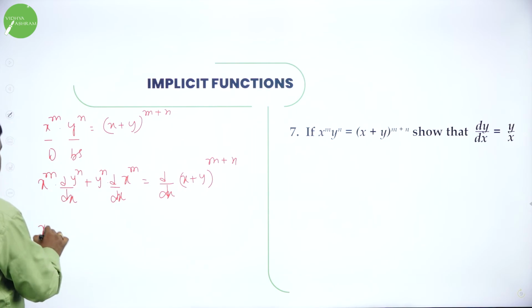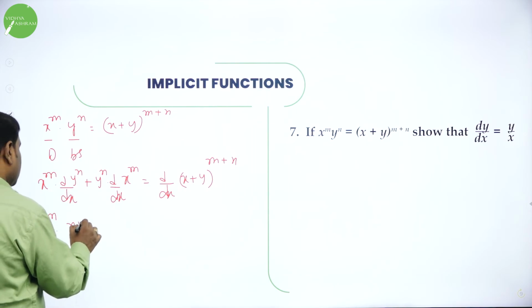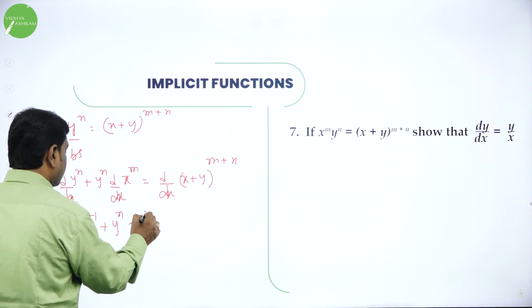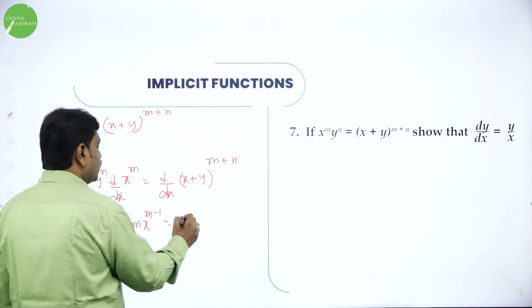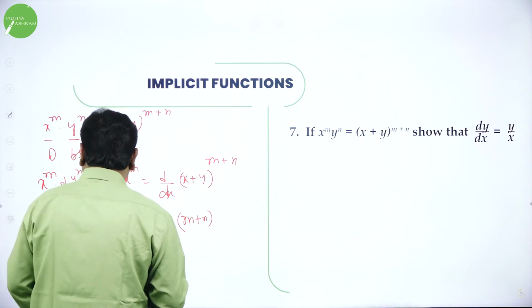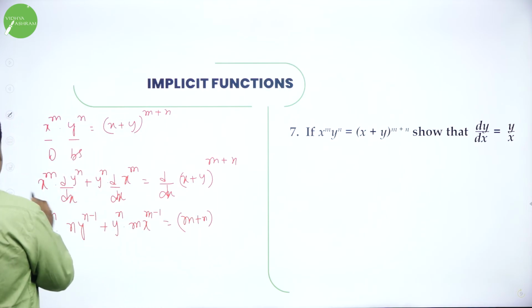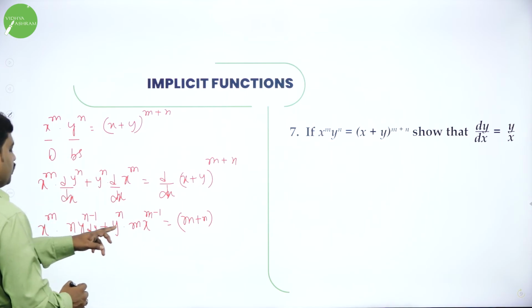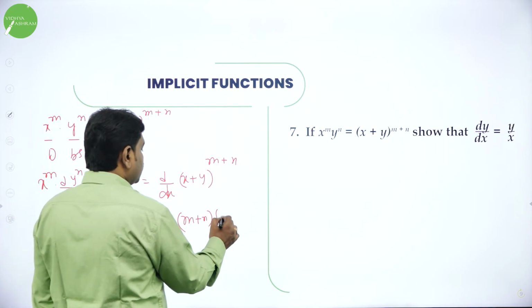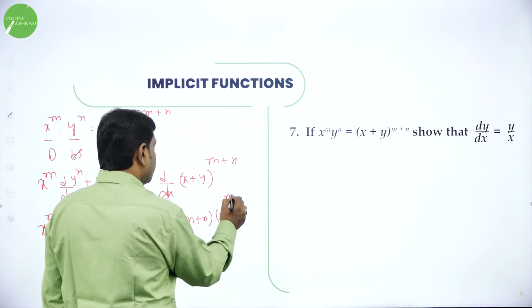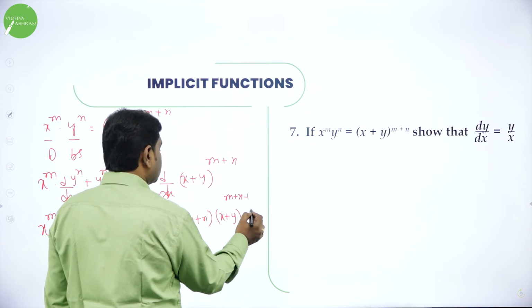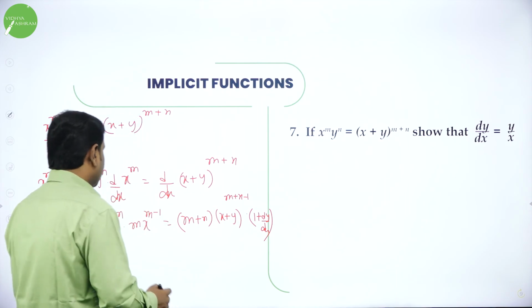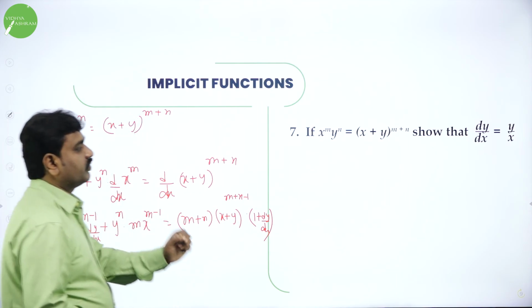Now x power m into, what is the derivative of y power n? n into y power n minus 1, plus y power n into the derivative of this, which is m into x power m minus 1. The derivative of the right side is m plus n into (x plus y) power m plus n minus 1, where the chain continues. When differentiating y power n, it is n into y power n minus 1 into dy by dx. Plus y power n into this, m plus n into (x plus y) power m plus n minus 1 into d by dx of the internal function, 1 plus dy by dx. Now further simplify and rearrange till you get y by x.